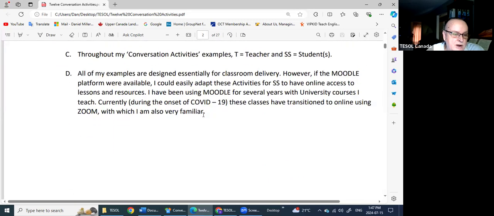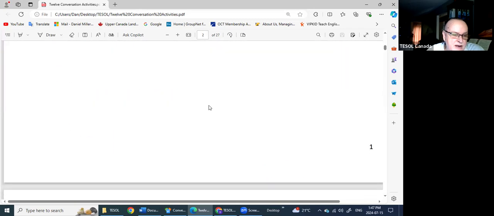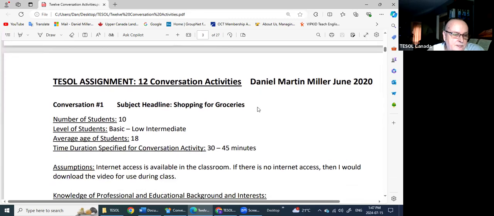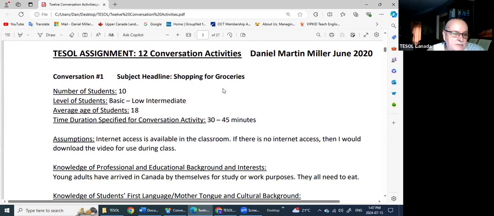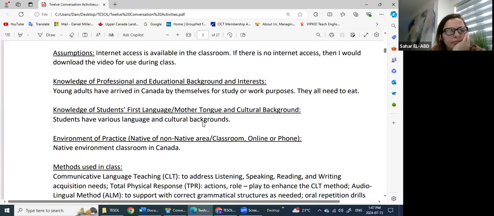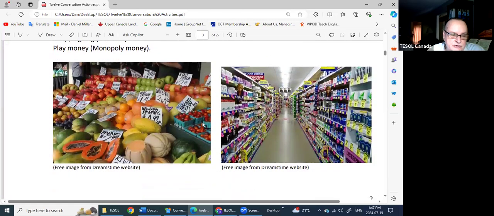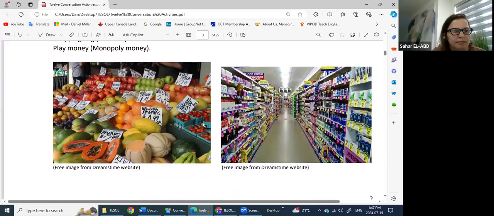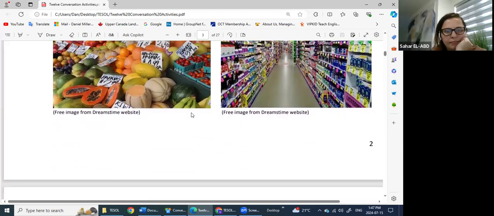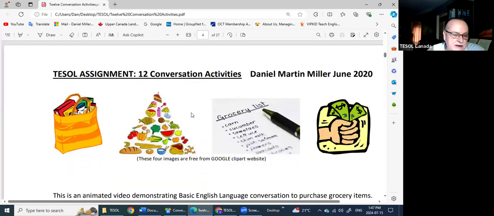So if you want to include an introductory statement, you may, but it's not required. And then here's my first conversation activity, number 1. My topic was shopping for groceries. Besides filling in all of these different blanks and headings, it's very important to include lots of pictures related to your topic. This is definitely an expectation.